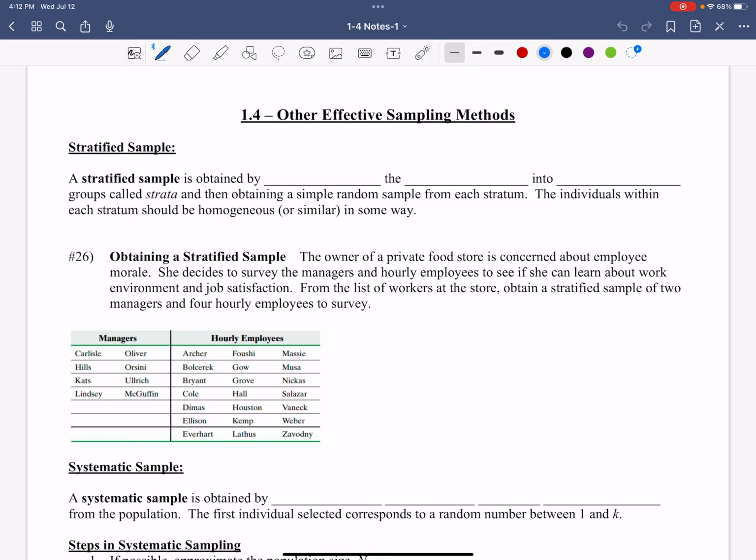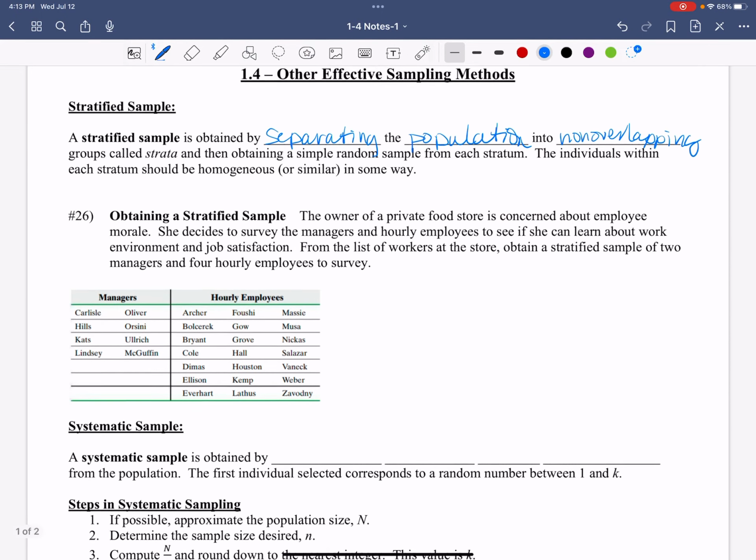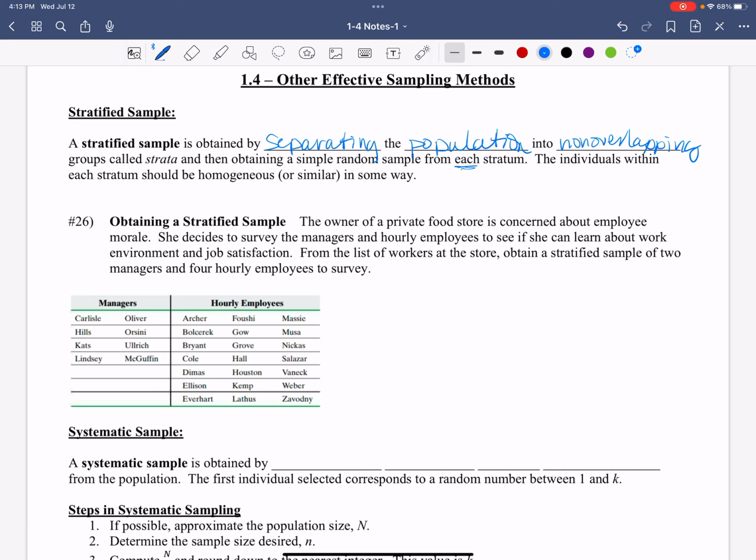All right, so a stratified sample is obtained by separating the population into non-overlapping, that's the key, non-overlapping groups called strata. Then obtaining a simple random sample from each stratum, and the individuals within each stratum could be homogeneous or similar in some way. All right. The key to this one, there's a couple of things that I want to point out.